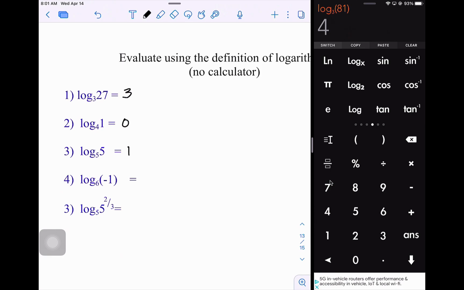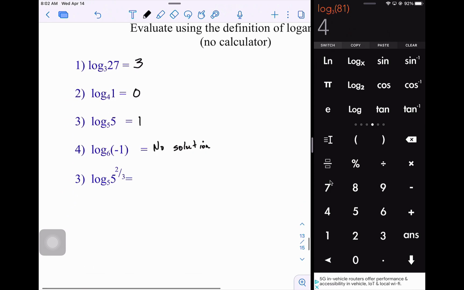Careful. Why is this no solution? Get a negative. You can't take the log of a negative answer. You can't take a positive base, raise it to a power, and get a negative answer. There's nothing that you can take 6 to and get -1 as an answer. So that goes back to kind of that definition. We can't take the log of a negative. How about the last one? This one's a little bit tricky. 5 to what power gives you 5 to the 2/3?